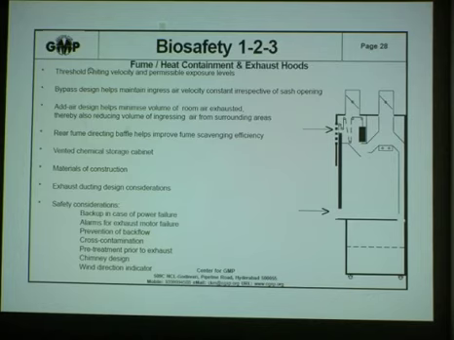As in the earlier case, you can see there is a baffle at the back towards the rear of the work surface, and the air is drawn towards the rear so that undue turbulence in the work area is avoided.